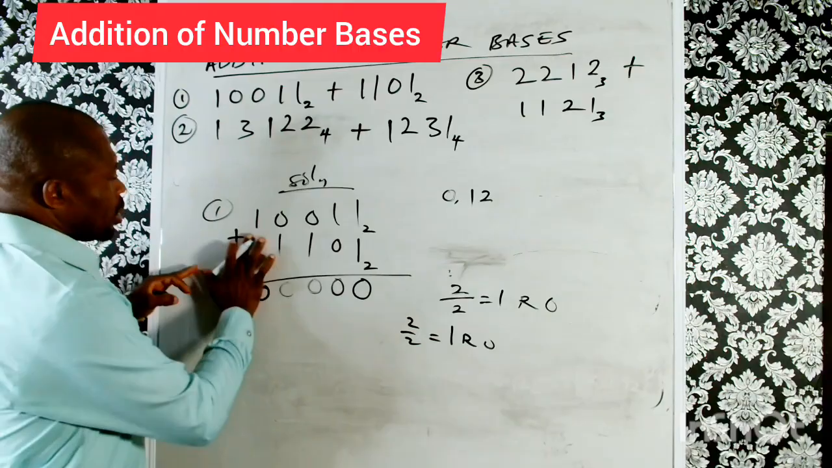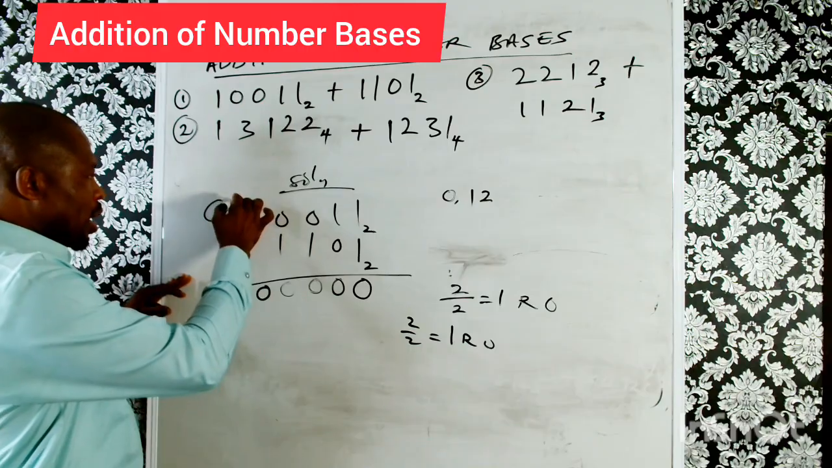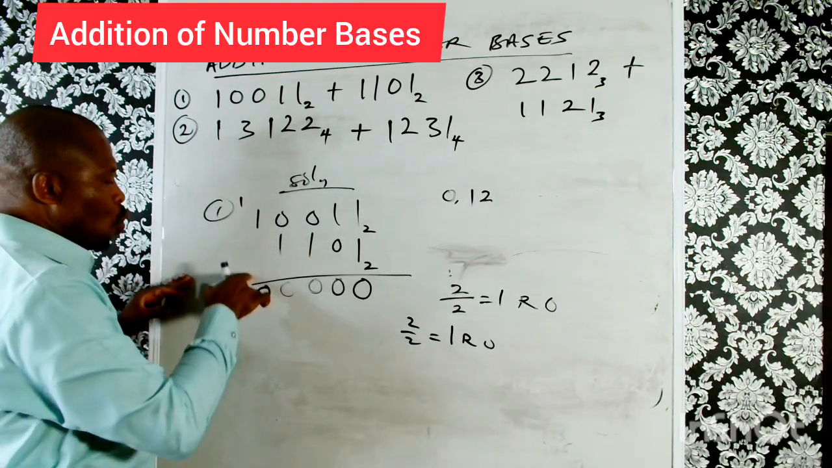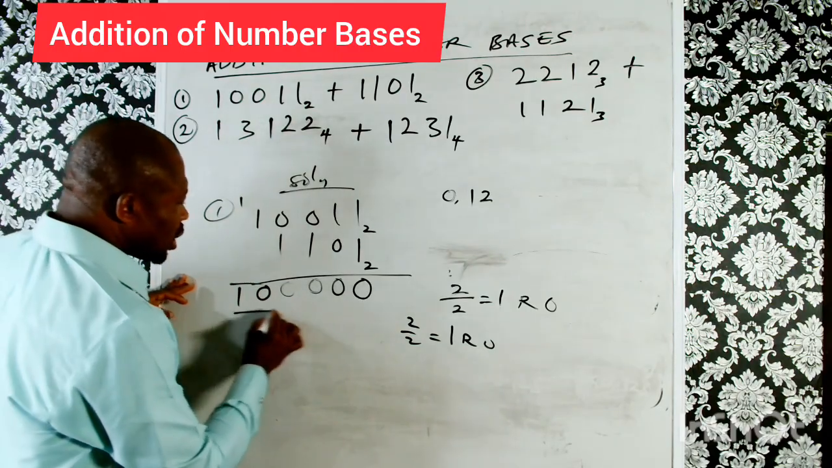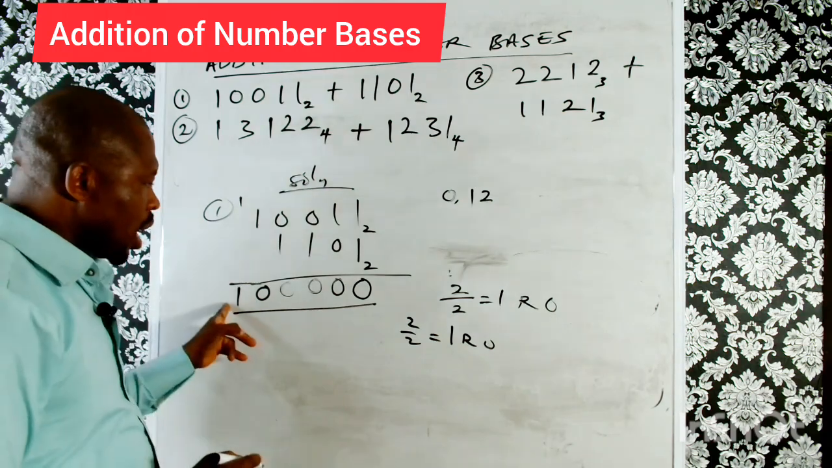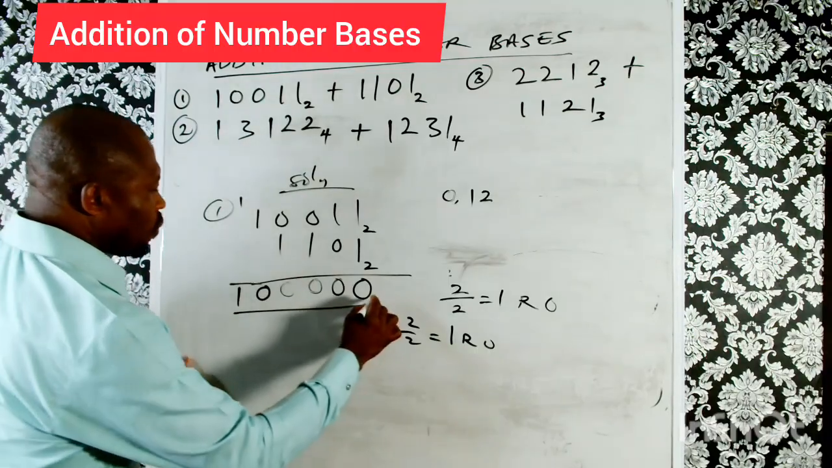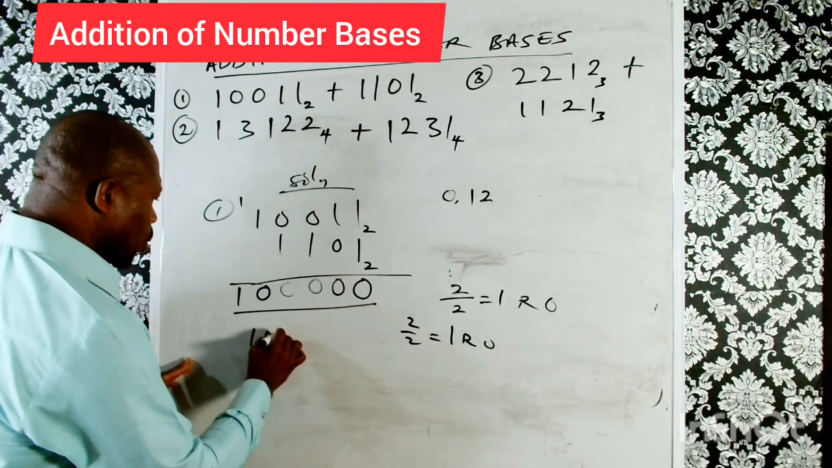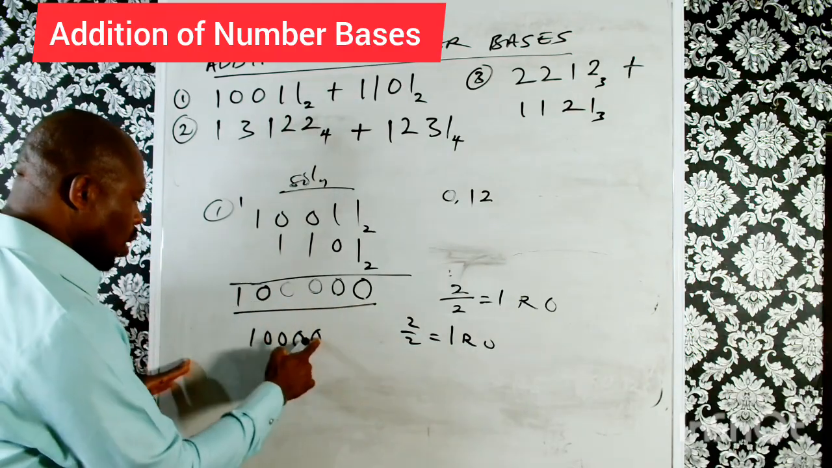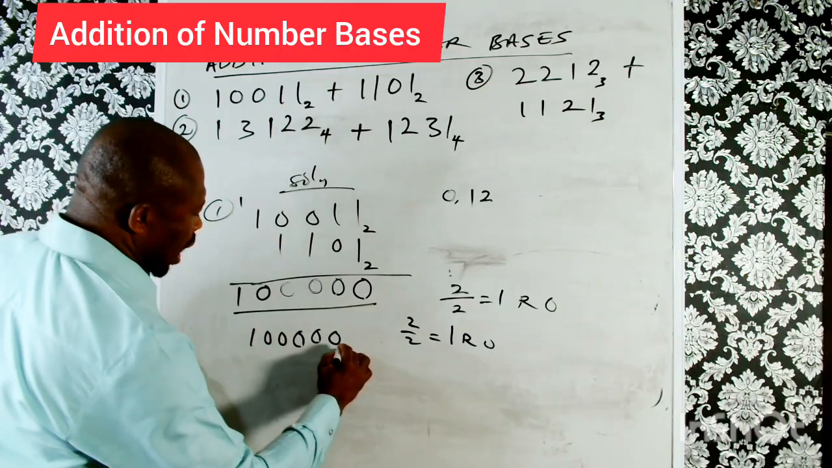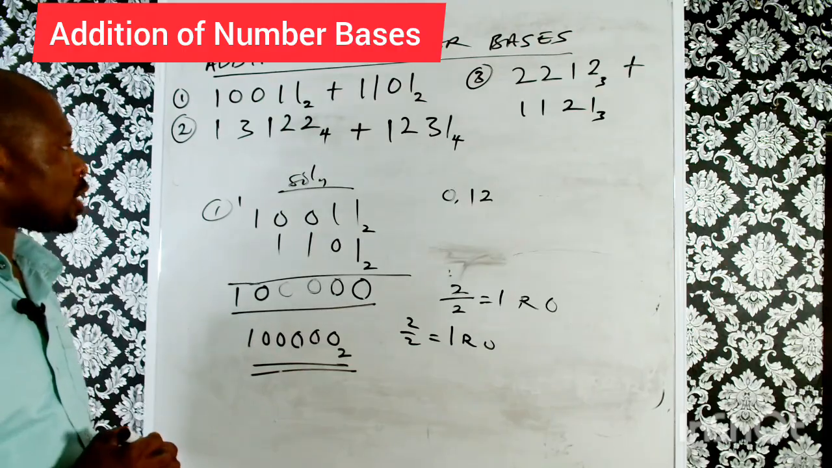Remember, 1 is remaining. We can write that one on top here. Now, there is nothing to write here, so that same one, you bring it down. Now, this is our answer. Start from here, we will now write. Therefore, the answer to everything is 10000. How many is it? 1, 2, 3, 4, 5. This is the answer in base 2. So this is our answer in base 2.